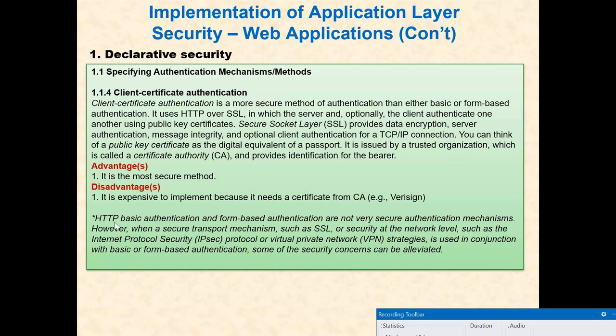If you look here, I have given some statements. HTTP basic authentication and form-based authentication are not very secure authentication mechanisms. However, when a secure transport mechanism such as SSL, IPsec, or VPN is used, the security can be elevated. As we know, basic and form lack some security features, so we can complement them with SSL and VPN. That is why a lot of people use the form authentication method complemented with encryption techniques and some verification.